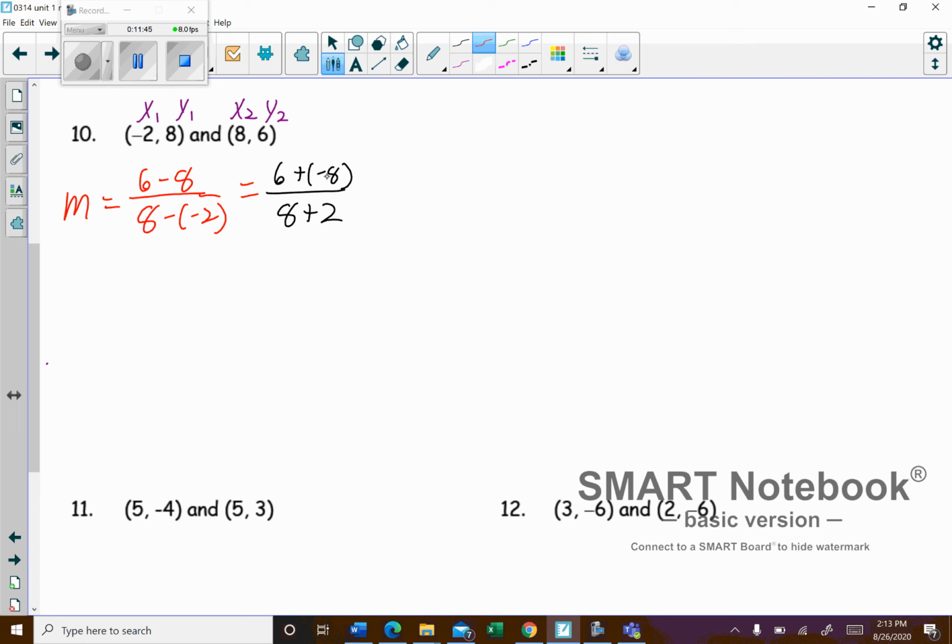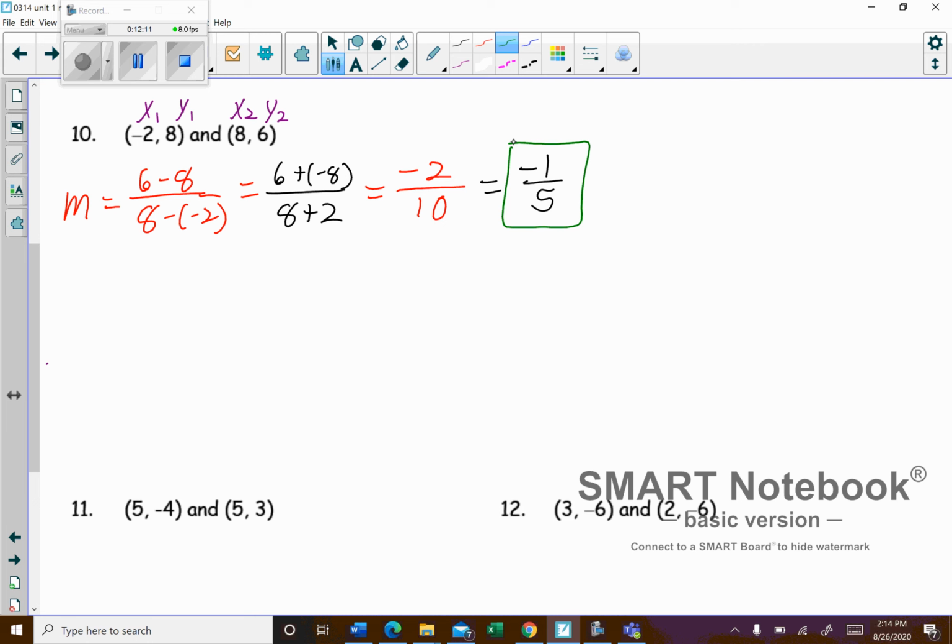Now on top, 6 plus negative 8, once again, a little tug of war going on. The negative value wins by 2. On bottom, they're both the same, so just add them together. Positive 10 right there. And then this can reduce to negative 1/5. Those were both divisible by 2, so I cut them both in half, and it stays negative. And I just keep the negative up top.